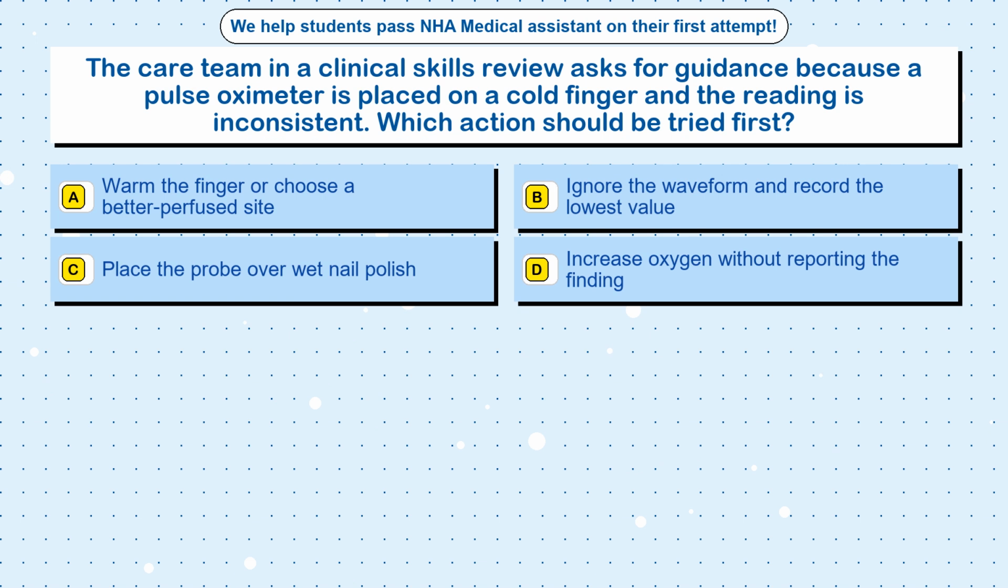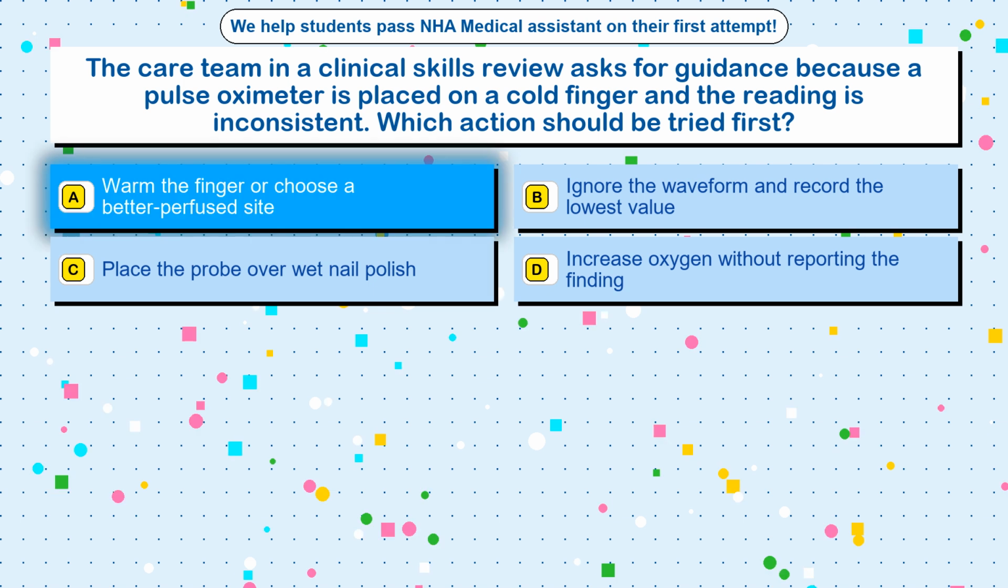Question 47. The care team in a clinical skills review asks for guidance because a pulse oximeter is placed on a cold finger and the reading is inconsistent. Which action should be tried first? Option A. Warm the finger or choose a better perfused site. Option B. Ignore the waveform and record the lowest value. Option C. Place the probe over wet nail polish. Option D. Increase oxygen without reporting the finding.